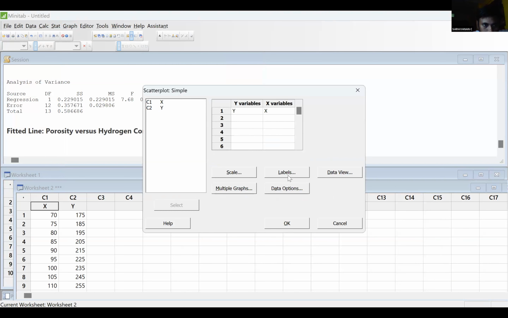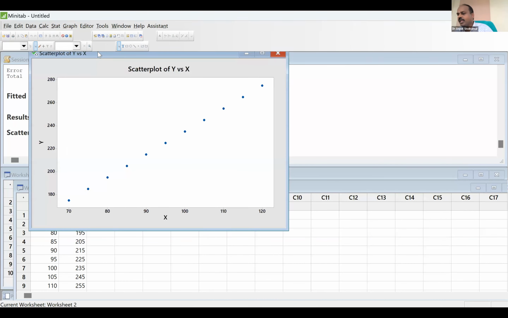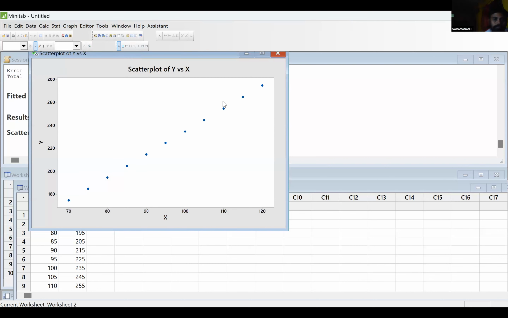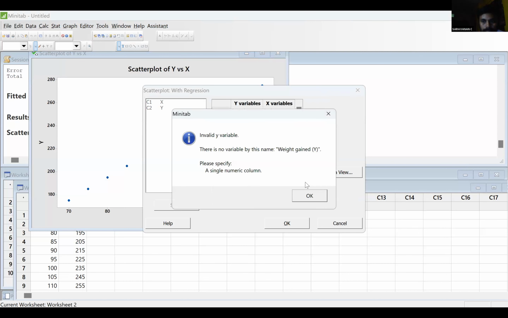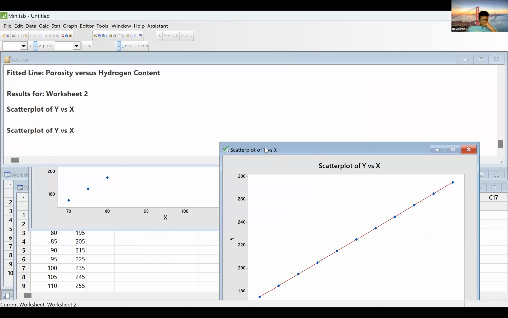Now I am giving okay. What is the relationship? Tell me. Linear, positive. Is it perfect? Linear positive. Yes. Perfect. You can see the line also. Y and X. Yes, you can see it is perfect.